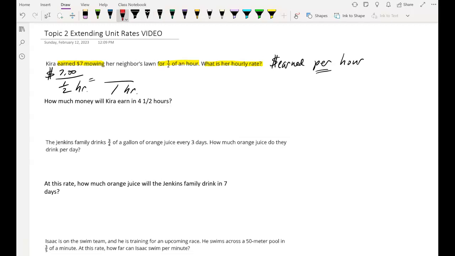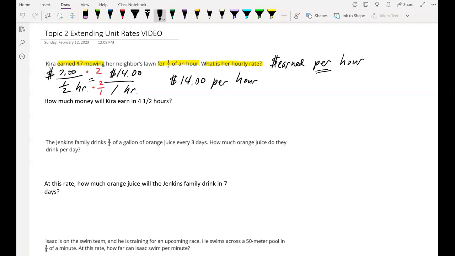Well, to take 1/2 and make 1, we would divide by 1/2. But remember that dividing is multiplying by the reciprocal. So this would be multiplying by 2/1, the reciprocal of 1/2. And we do the same thing up here, except up here we don't have a fraction, so we can just multiply by 2. And $7 multiplied by 2 is $14. So her hourly rate is $14 per hour.